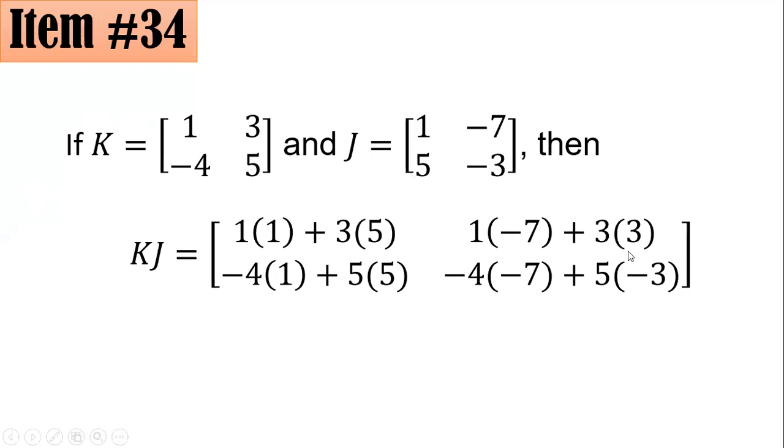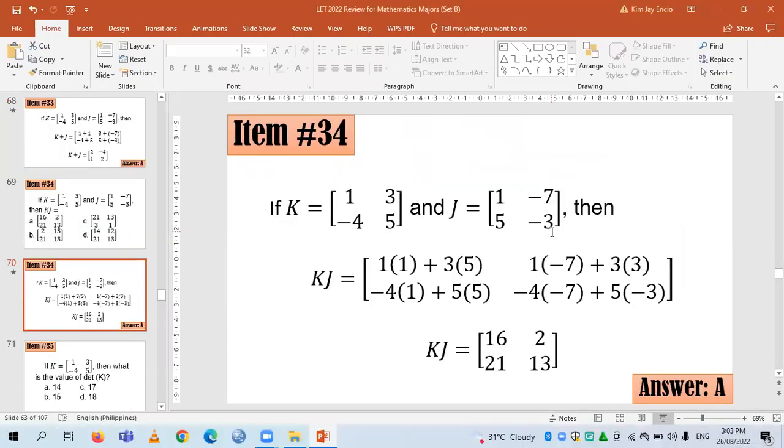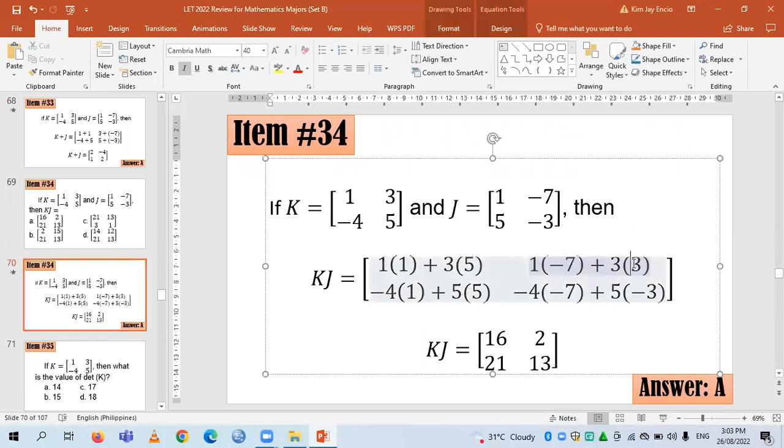Next, for this part here, we have to multiply the first row of the first matrix and the second column of the second matrix and their corresponding entries. So 1 times negative 7 here plus 3 times negative 3. I think this should be negative 3 here. All right. And next one, the second row and the second column. So we have negative 4 times negative 7 plus 5 times negative 3.